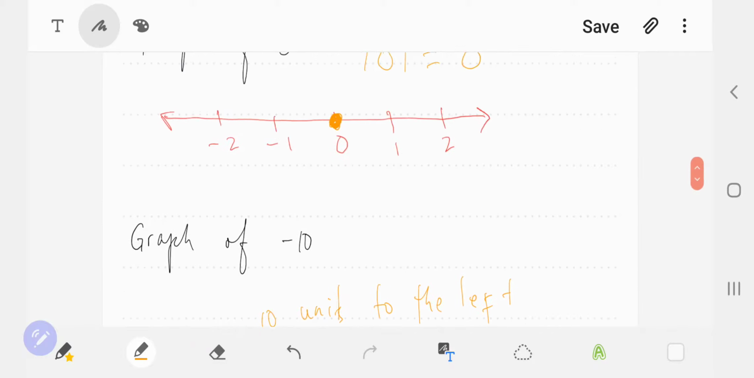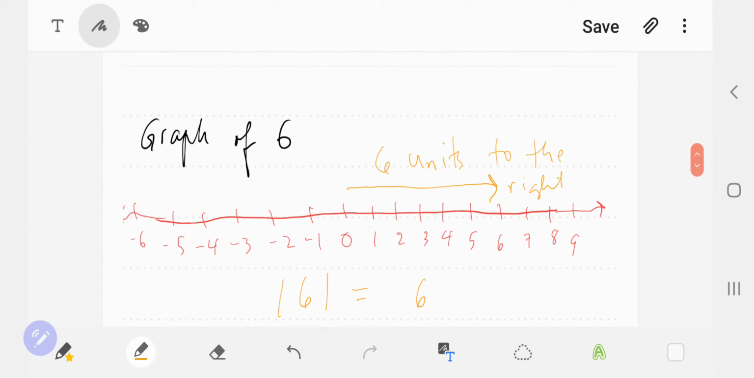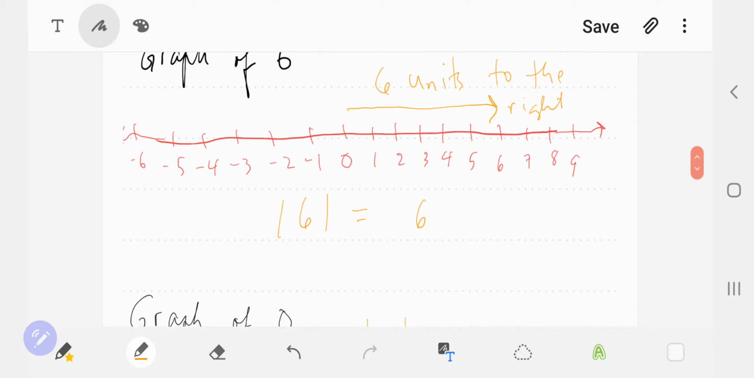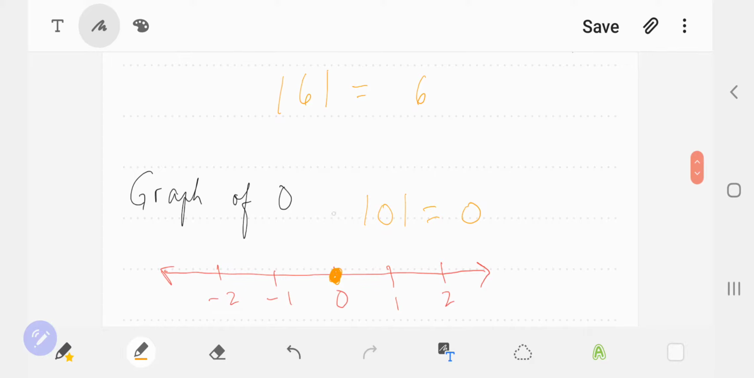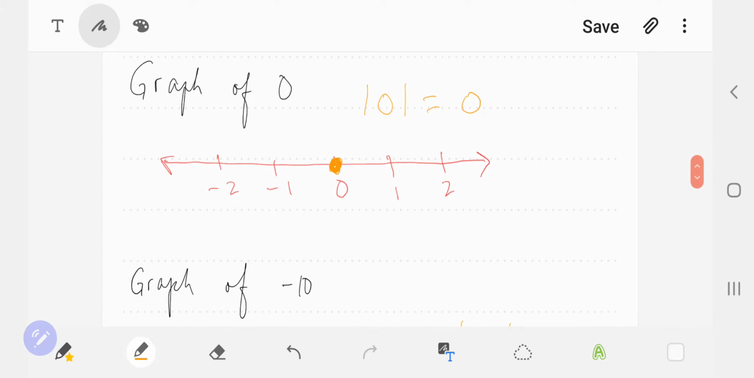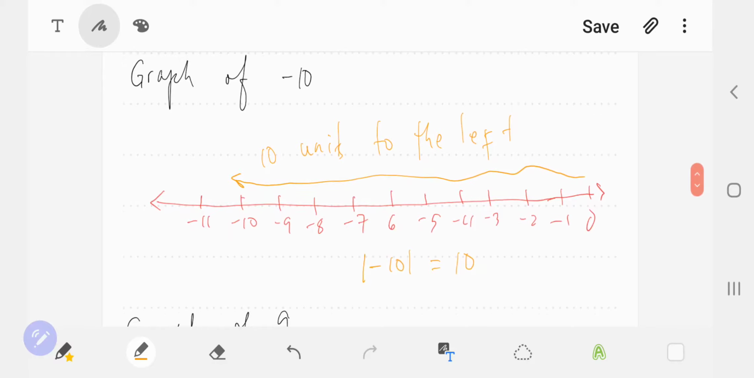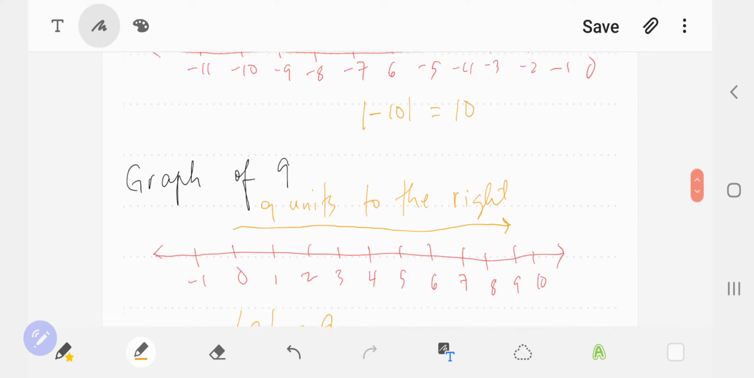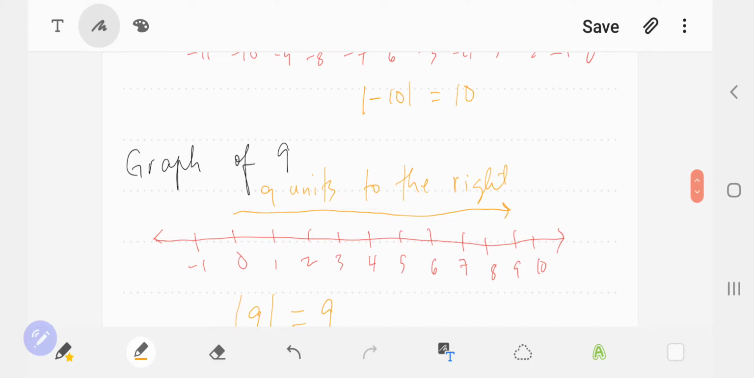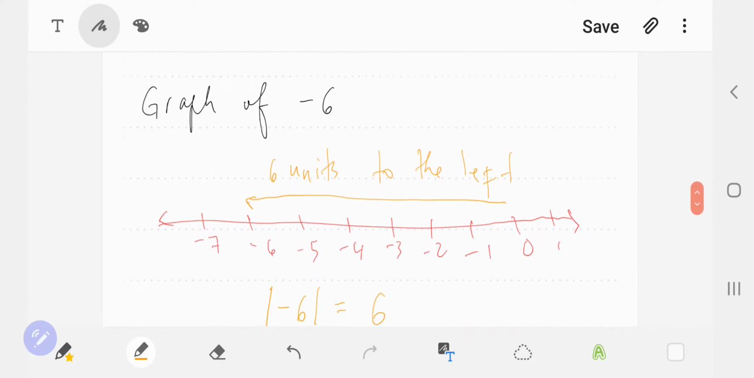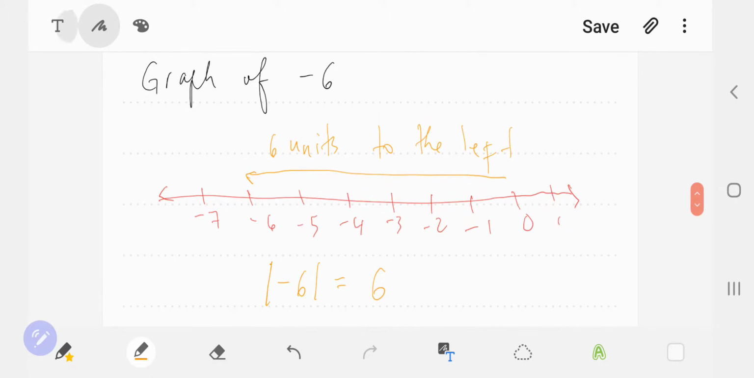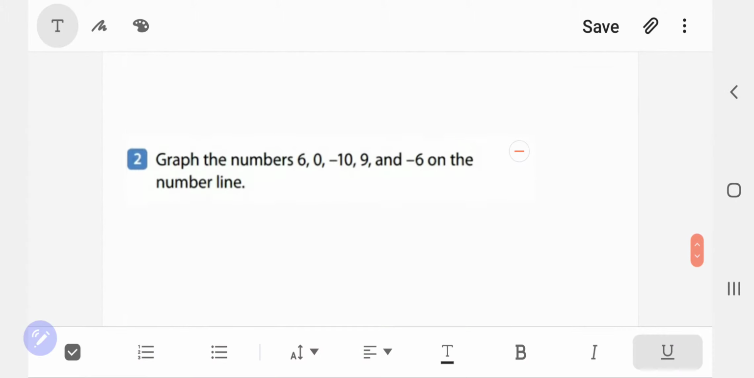Okay, so we start from the top. So review. Here's the graph of 6, or the absolute value of 6 is positive 6. The absolute value of 0 is 0. The absolute value of negative 10, as you can see on the number line, is positive 10. The absolute value of positive 9 is positive 9. And the absolute value of negative 6 is positive 6.